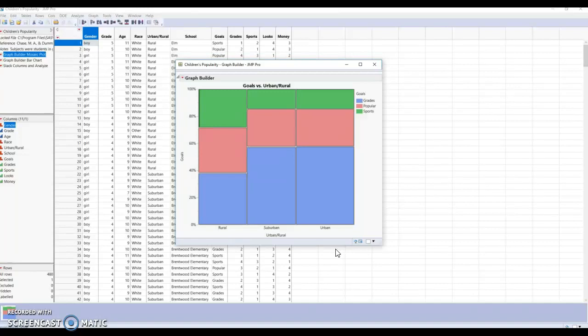So from a business implications standpoint, we can look at a mosaic plot like this and say, okay, we see that the focus on grades in the rural region is a lot lower than that for the suburban and urban regions, and therefore maybe the education department can put into practice some things that will help students focus more on their grades to increase things such as test scores and whatnot.